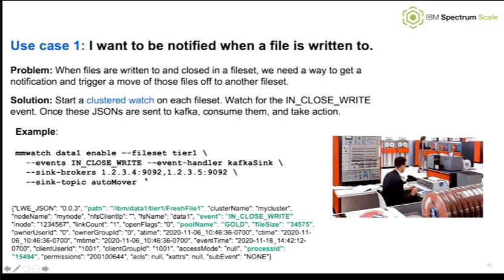Now let's take a little deeper look at the JSON here. As John mentioned, there's a ton of good metadata that we pull from the event at the time that it occurs. And in the case for DESY, we can see here that we got an in-close write event, and it happened on fresh file 1, which occurred on the tier 1 file set. We actually collect the pool. We can see the pool name is gold. The file size is 34,000 bytes.